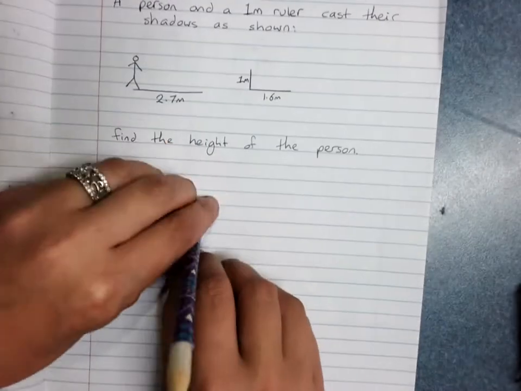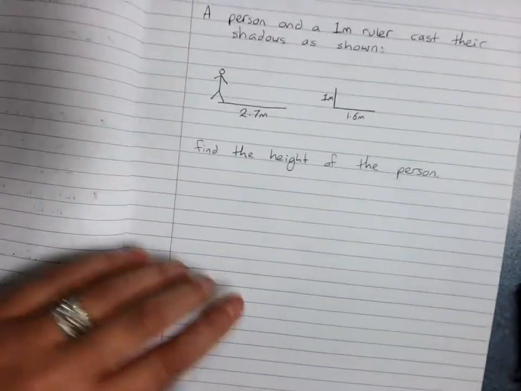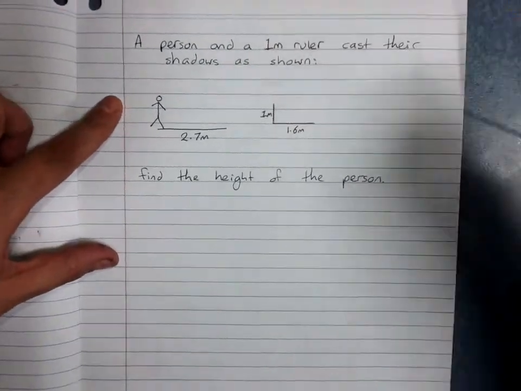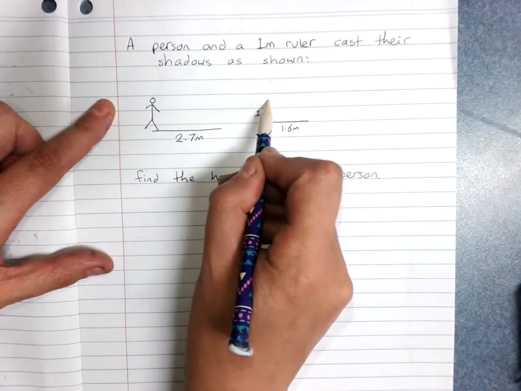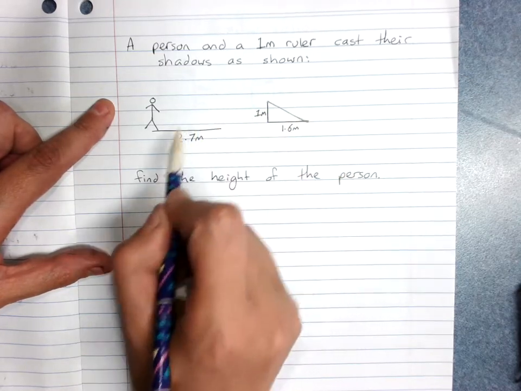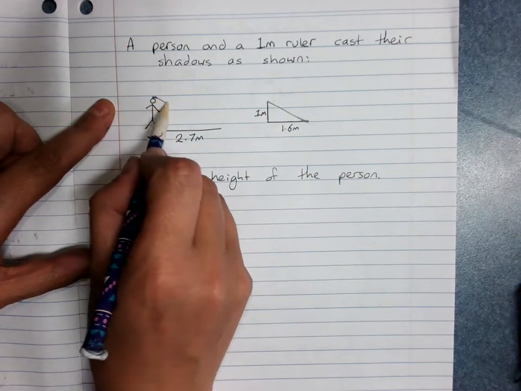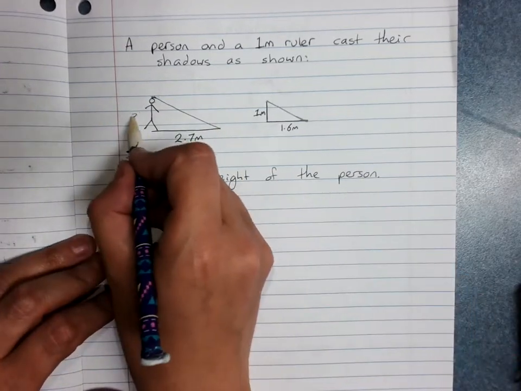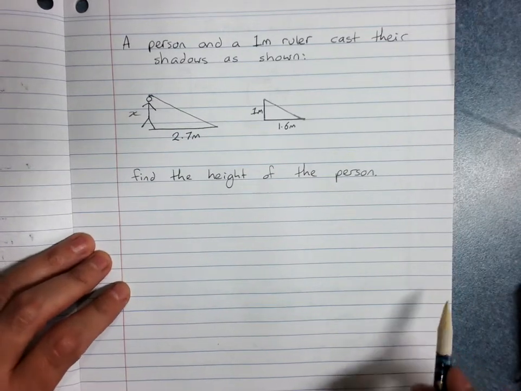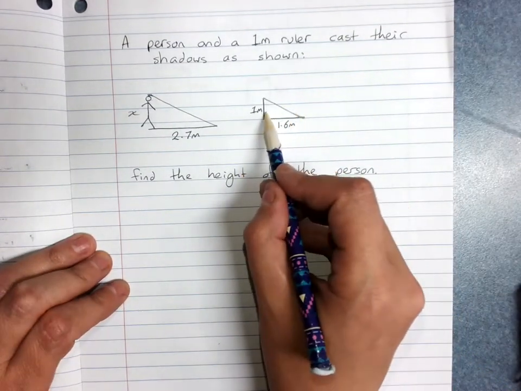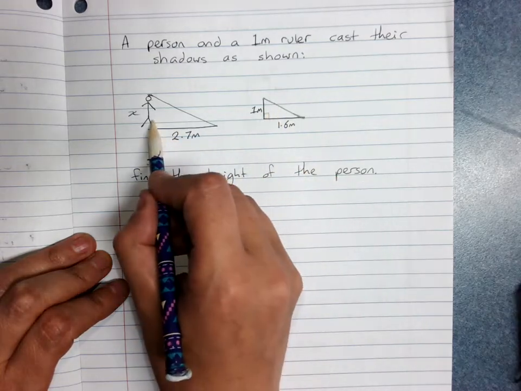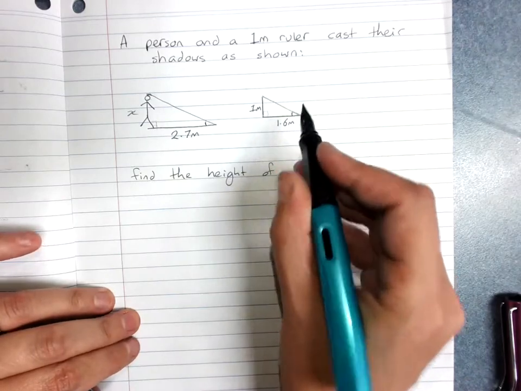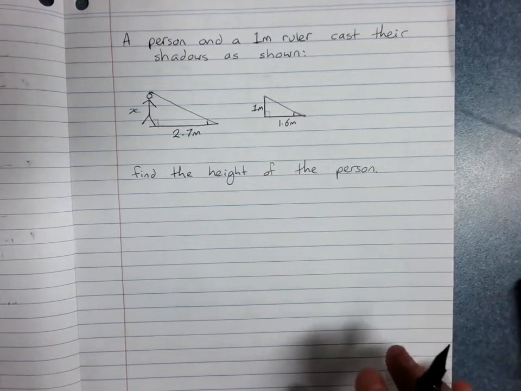So while they don't look like it, these are triangles because from the top of the item to the end of their shadow, from the top of the person to the end of their shadow, we've got triangles. We want to know the height of the person, and they're similar triangles because, assuming the person's standing upright, I've got 90 degrees. Those angles are equal. Two angles are equal. Therefore, we've got similar triangles.